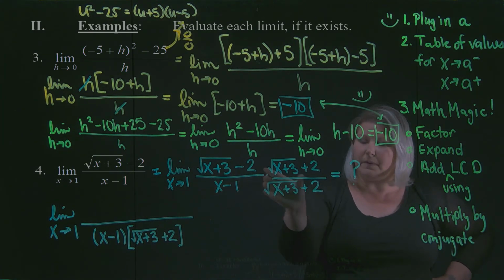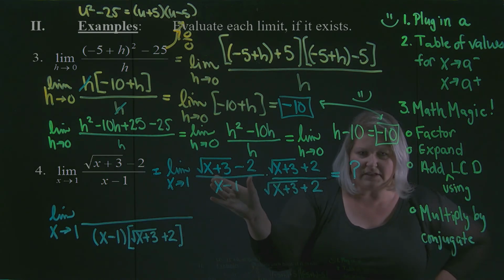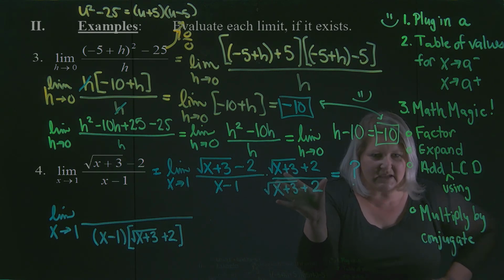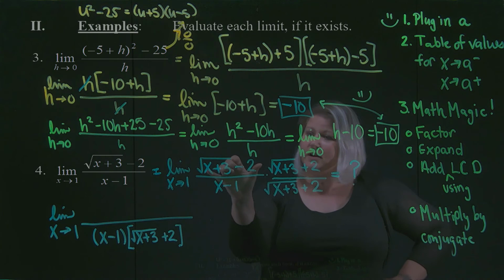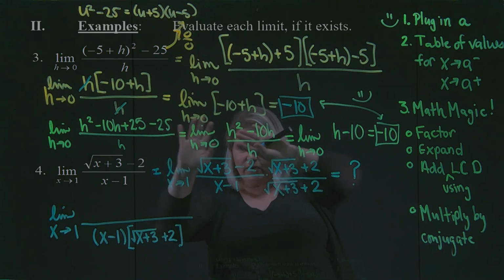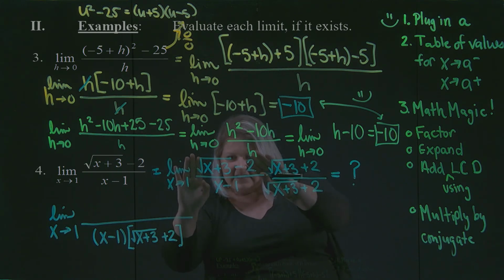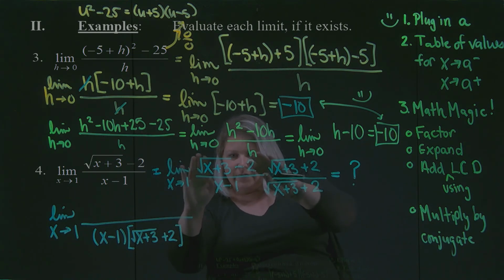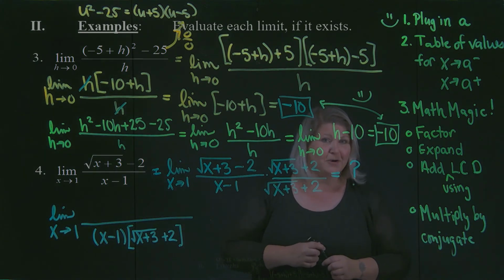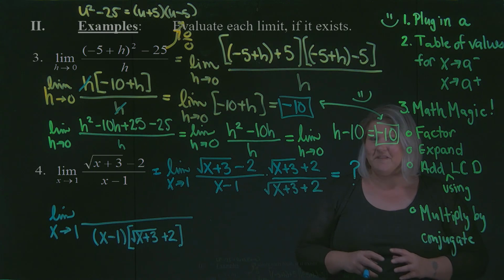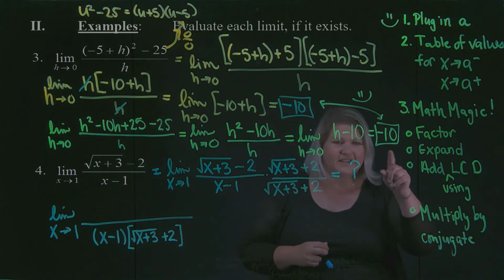When you multiply your denominator, nothing magical is really going to happen yet. It's just this binomial times this icky binomial. But what about your numerator? You're going to take the square root of x plus 3, minus 2, and multiply that by the square root of x plus 3, plus 2. And what are you going to get? On your mark, set, multiply. See if you can match me. Pause it.